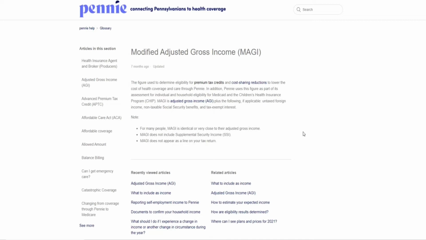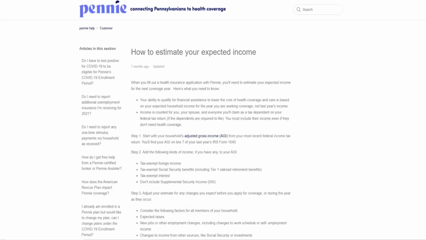The modified adjusted gross income, if applicable, can also include untaxed foreign income, non-taxable Social Security benefits, and tax-exempt interest. It says here, note that for many people, the MAGI is identical or very close to their adjusted gross income. MAGI does not include SSI, and it does not appear as a line on your tax return. So it truly is an estimate. Now that brings us to the question: how should we estimate income?